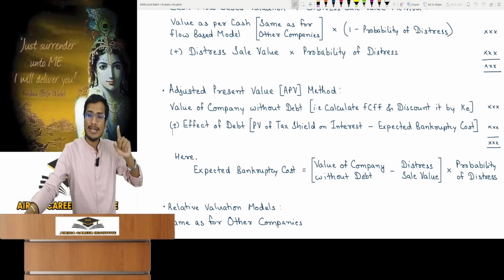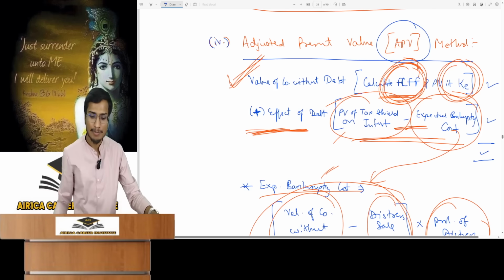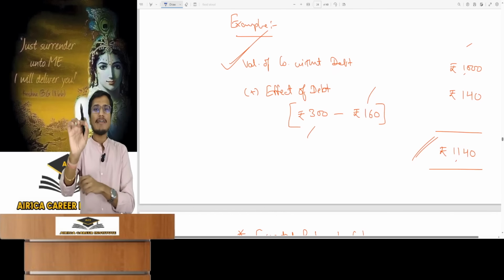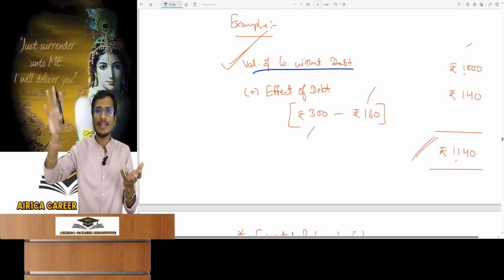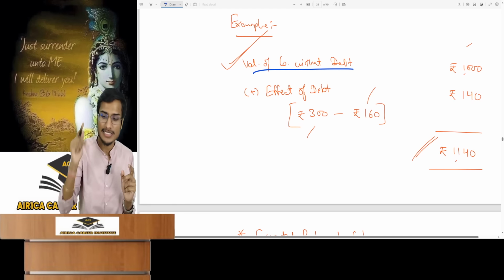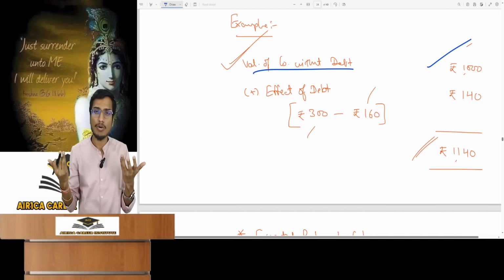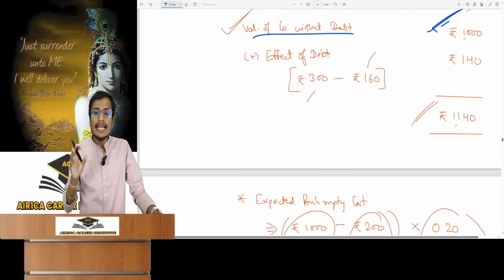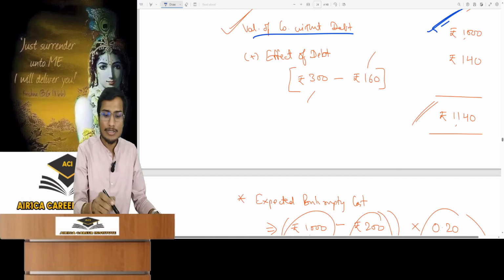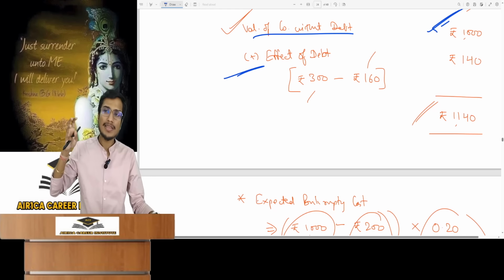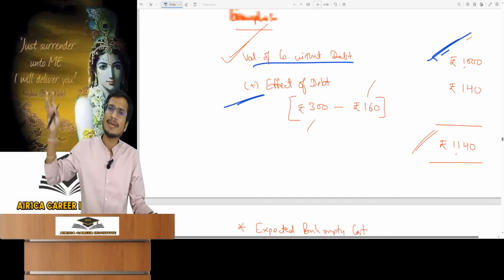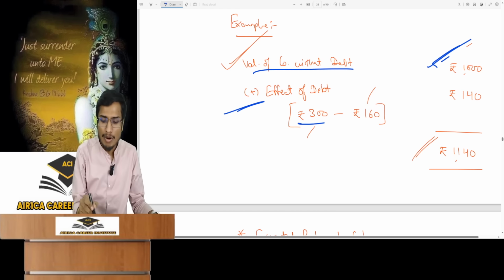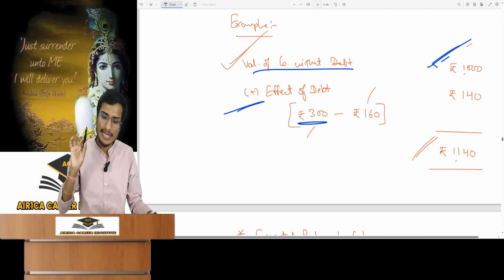Expected bankruptcy cost, I'll explain this with an example for better clarity. It's very easy. First, calculate the value of the company without debt. The question will give you FCFF data, but remember to use KE for discounting because we are assuming no debt. Without debt, KE is your cost of capital, giving you a PV of 1000. Because there is debt, we must adjust for its effect. Future interest on debt creates tax savings, so you calculate the PV of those savings because it's a benefit. If it's a benefit, you add it. I calculated the PV of the tax savings on future interest payments and it came to 300, we'll add it.